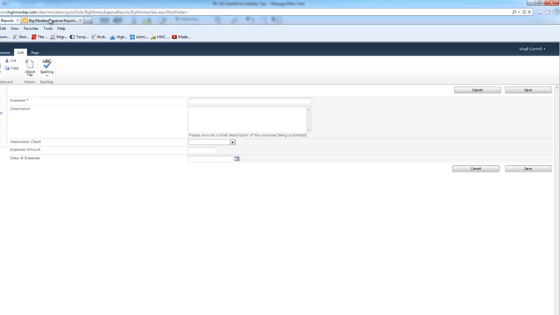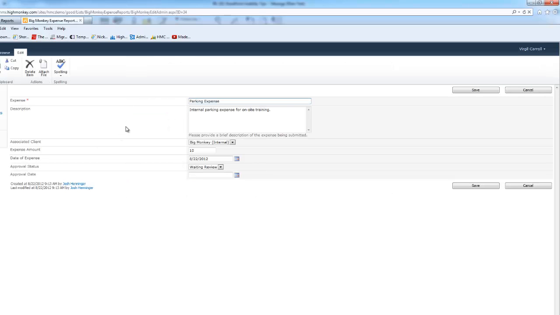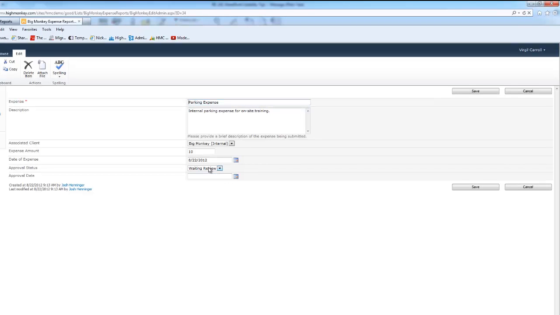Well, what is the difference? Well, when an editor comes in, they're actually seeing some additional fields here, including the approval status and the approval date that they can look at. So why the big deal about that?